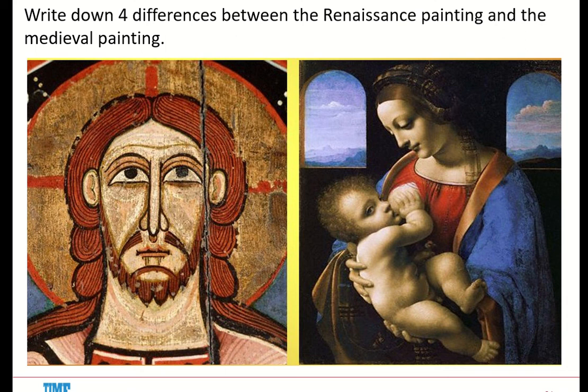So take into account what you know about medieval art, what you know about Renaissance art, the techniques, what techniques are used in this painting, what techniques aren't used here. Write down four differences between both paintings. I'll give you a clue: obviously, the one on the left here is the medieval one. The one on the right is the Renaissance one.